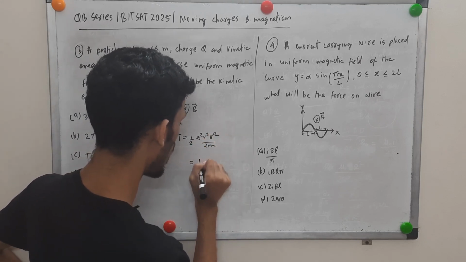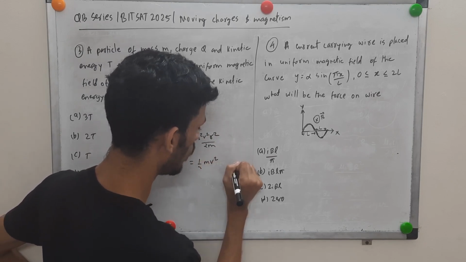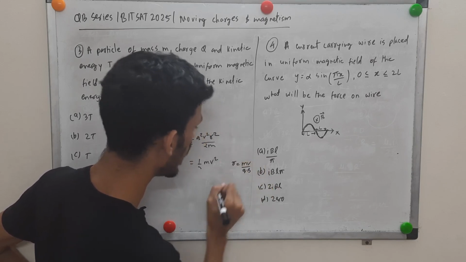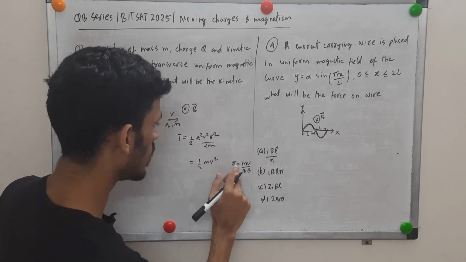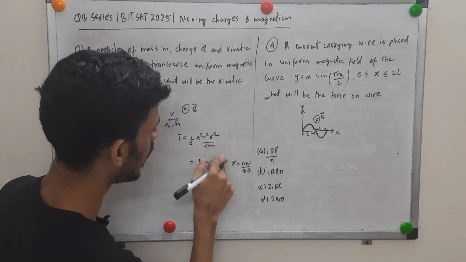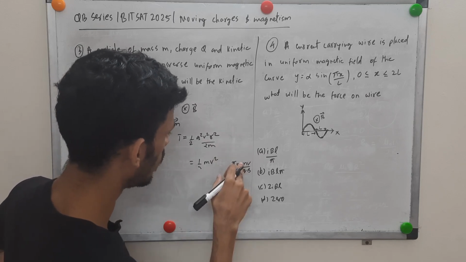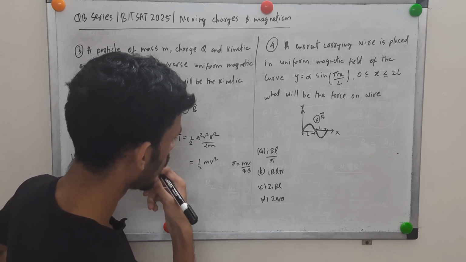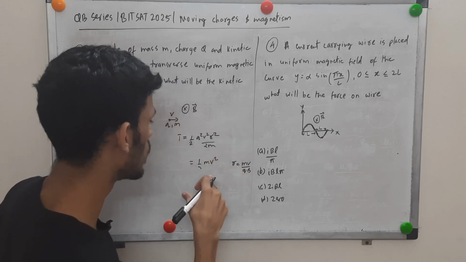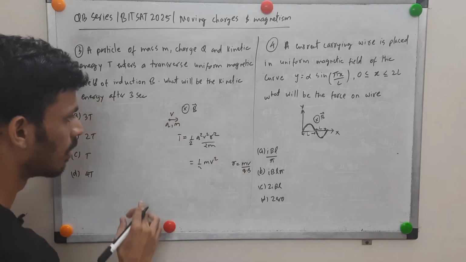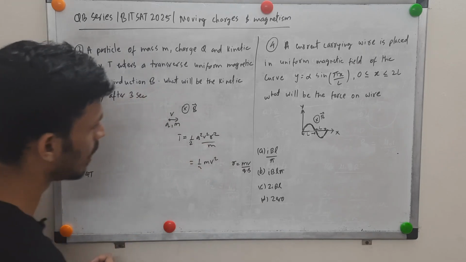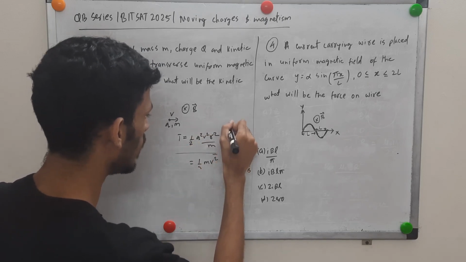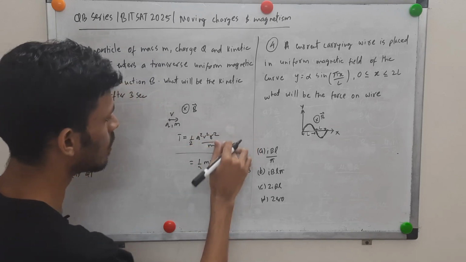You can actually use half m v square, and for v you can use r is equal to mv by qB, so v is qBr by m. So q square B square r square by 2m. Okay, so this is the formula. And the point is you don't see a t term in this, right? There is no dependence on time.